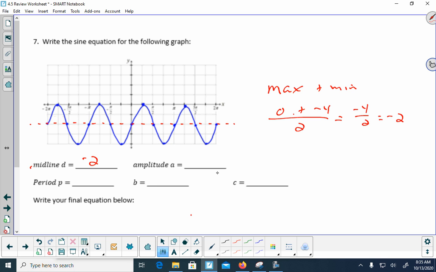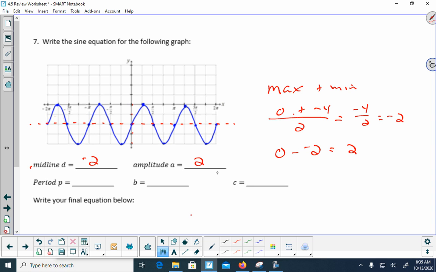So there's my midline. The amplitude is the difference between my midline and either the max or the min. So we learn to take the max and subtract the midline, and I get 2. So my amplitude is 2, and that does make sense. It's 2 units to the top or 2 units to the bottom. So that is my amplitude.